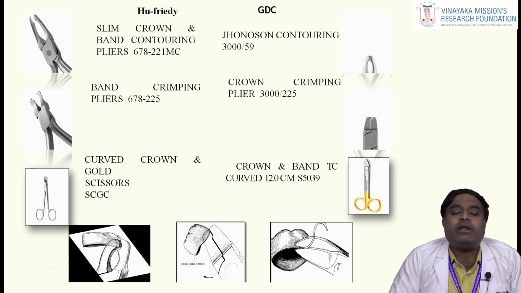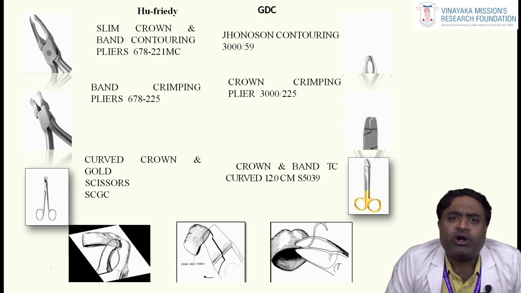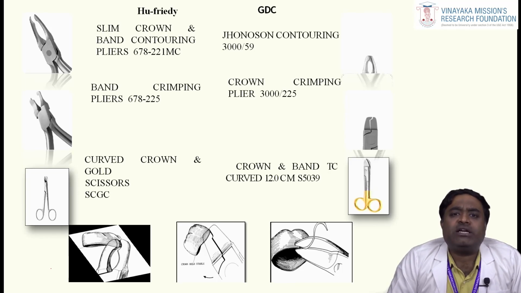So other armamentarium required are pliers and crown cutting scissors. Pliers like the 110 plier, and the contouring plier, that is the 114 Johnson contouring plier, and the crimping plier, that is the 417 crimping plier. Sometimes we will use this ball and socket plier, which is 112.